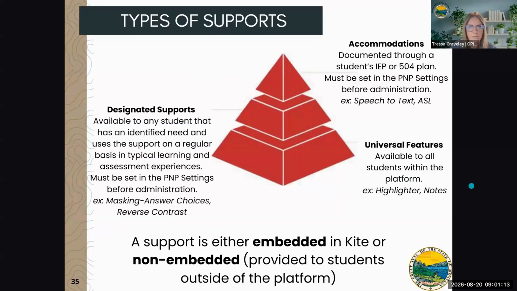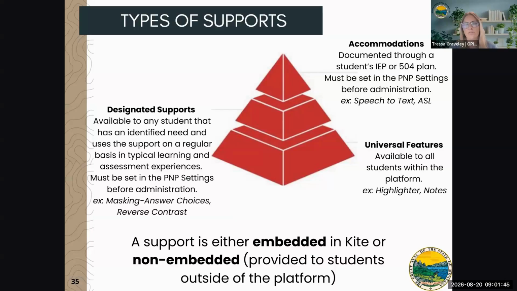So here we have a diagram of the three types of supports. Just a reminder that accommodations are reserved only for students that have an active and locked IEP or 504 plan, and it must be set in the PNP prior to administration. Designated supports are available to any student that has an identified need and uses that support on a regular basis in typical learning and assessment experiences. This also must be set in the PNP prior to administration.